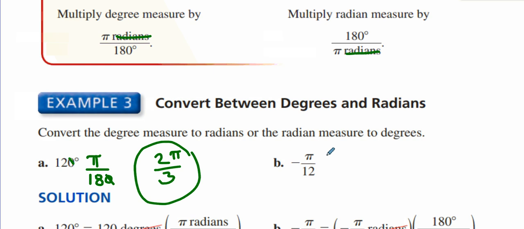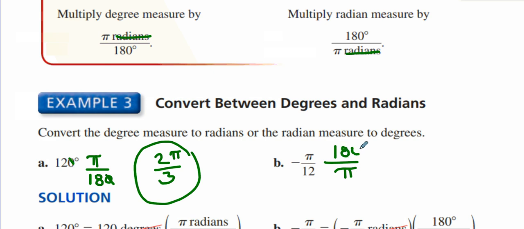We're converting from radians, and we know it's in radians because it doesn't have the degree symbol. That's how you're going to know if it's in radians or degrees. If it has a degree symbol, it's in degrees. If it doesn't have the degree symbol, it's in radians. Well, radians means you put the pi on the bottom, you put the 180 on the top.